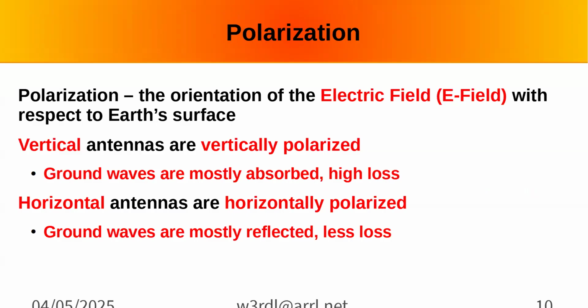So a typical horizontal dipole antenna will be horizontally polarized, even though its pattern is basically a hemisphere, but it's still horizontal to the surface of the Earth. If I rotate it 90 degrees and make it vertical, it's now vertically polarized. Same antenna.